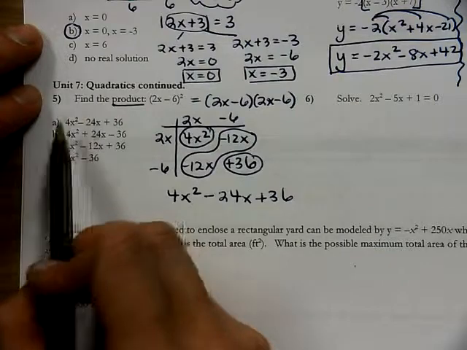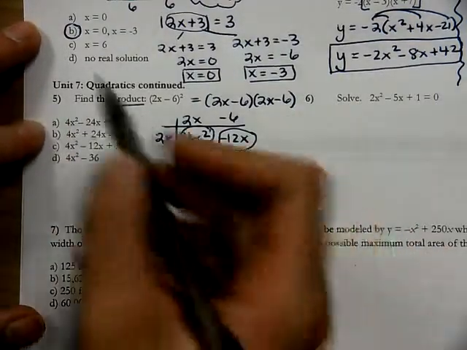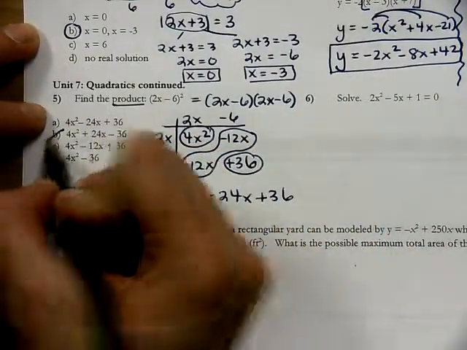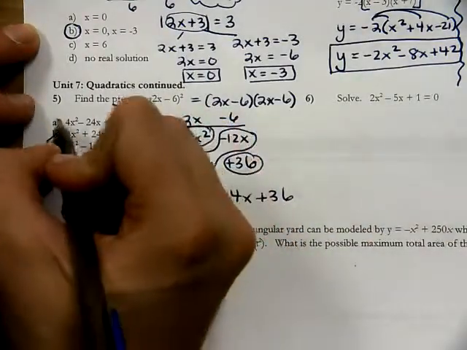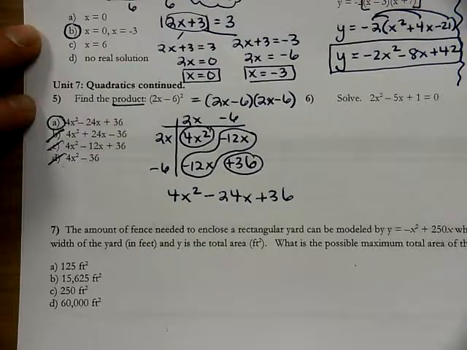So we have to be real careful because these answer choices are all very similar. I have a negative 24, so that's not a positive 24. That one doesn't have 24 at all. And then positive 36, yep, that's still the right one. So we're good to go.